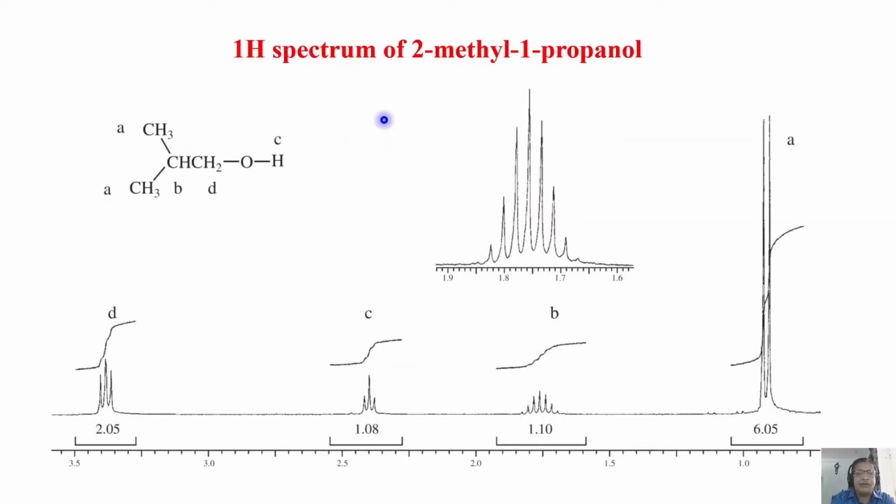This is a simple molecule. It is a 1H spectrum of 2-methyl-1-propanol. This spectrum is taken from the Pavia book, edition 4. Look at this one. This is the structure of the molecule. Look at how many types of different protons there are, chemically inequivalent protons. That is the first thing you have to count before you start the analysis.